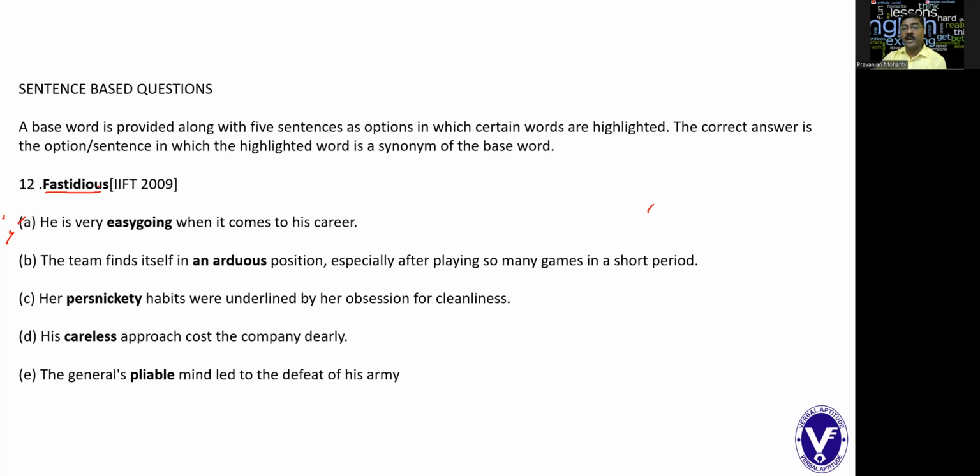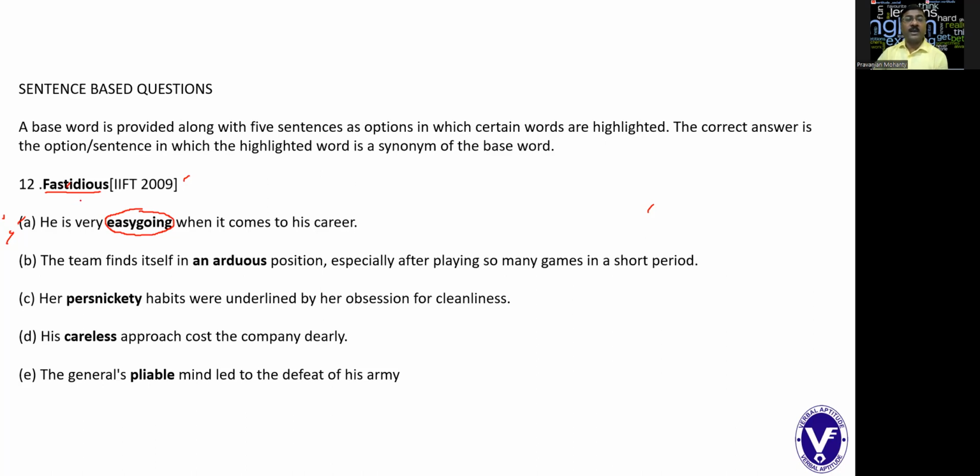you have to find the word that is a synonym of the highlighted word. So he is easygoing. Easygoing means one who is very, very tolerant, or one who is not so fussy about things. So this cannot be the answer, because fastidious talks about someone who is very particular about minute details, or one who is difficult to please. Why is he difficult to please? Because he wants everything to be perfect.